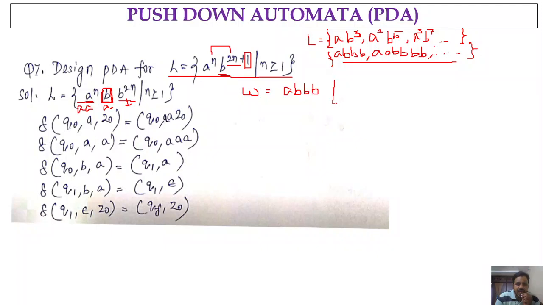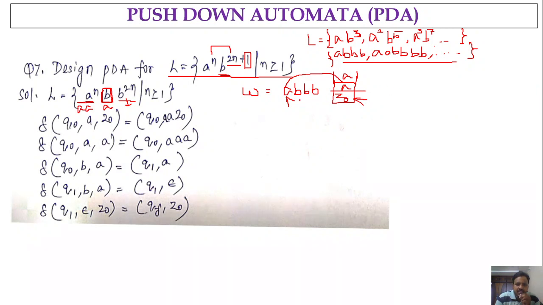So initially I am taking the stack content as Z naught. Okay, Z naught. Input is A, so top of the stack is Z naught here, so I am going to push double A's onto the stack, right? So A followed by A. As I mentioned, for each occurrence of input symbol A, I am going to push two A's onto the stack. Why? Because the number of B's must be double the number of A's.